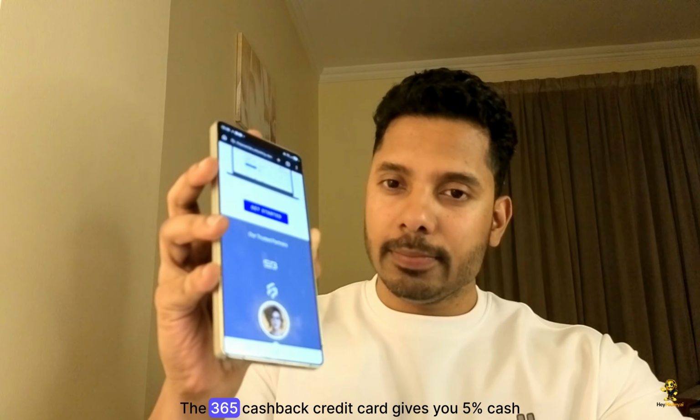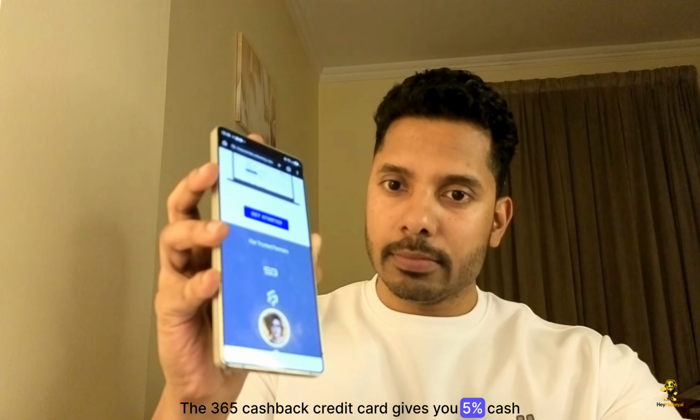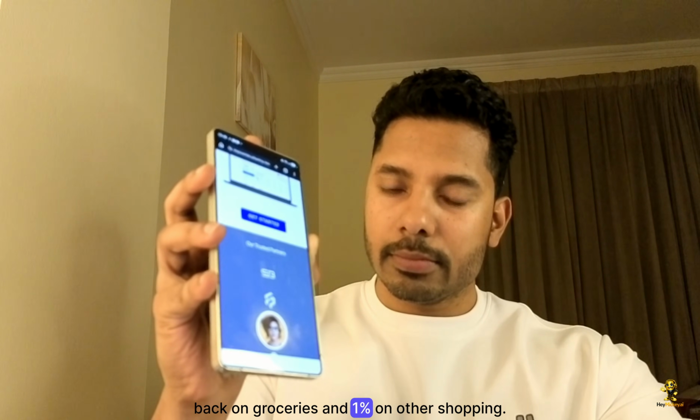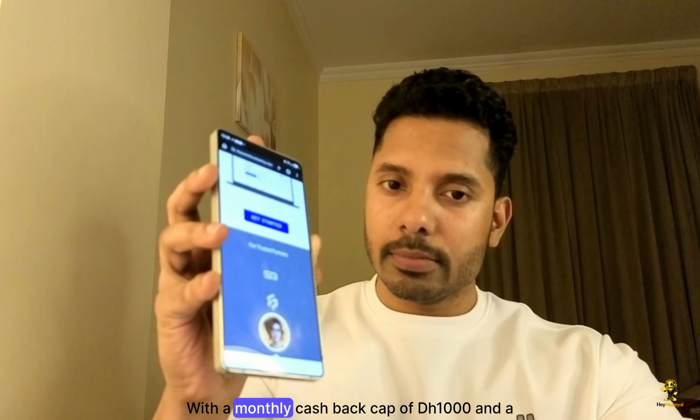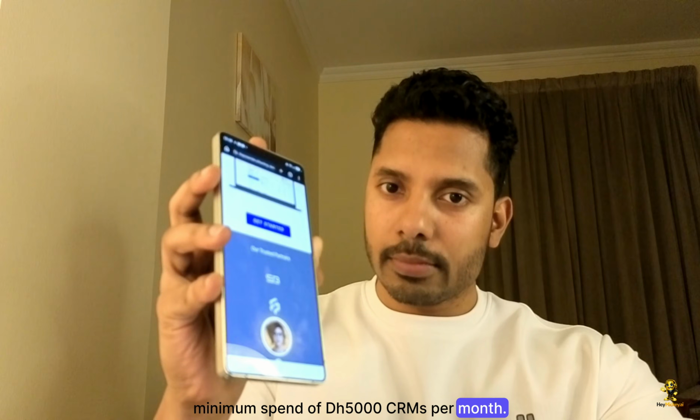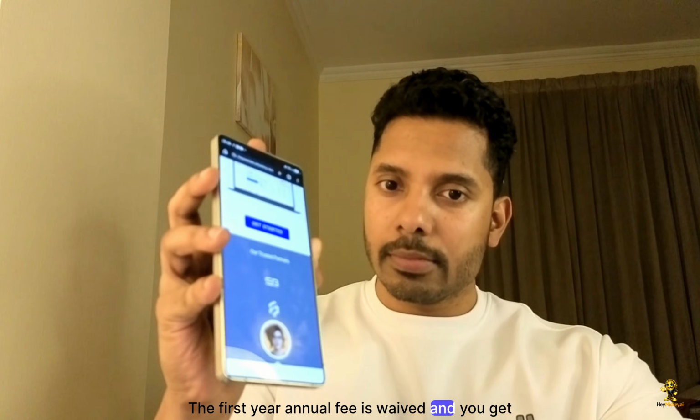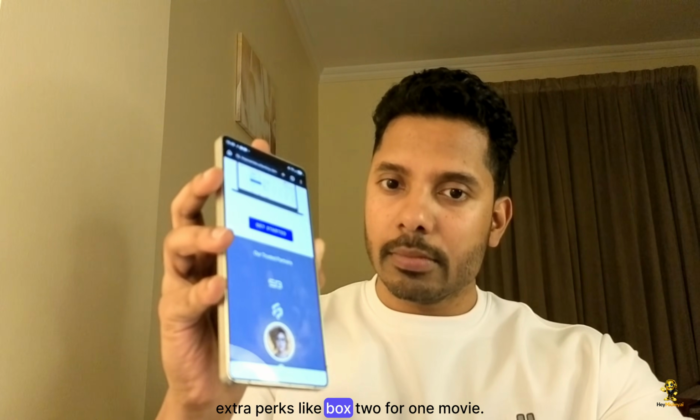The 365 cashback credit card gives you 5% cashback on groceries and 1% on other shopping, with a monthly cashback cap of 1,000 dirhams and a minimum spend of 5,000 dirhams per month. The first year annual fee is waived, and you get extra perks like buy 1 get 1 movie tickets.